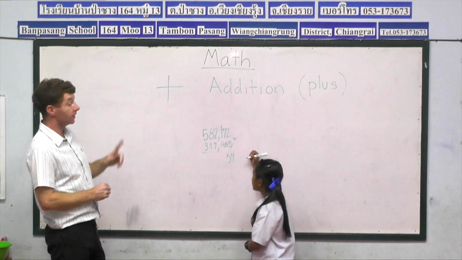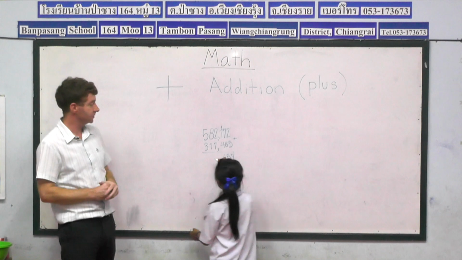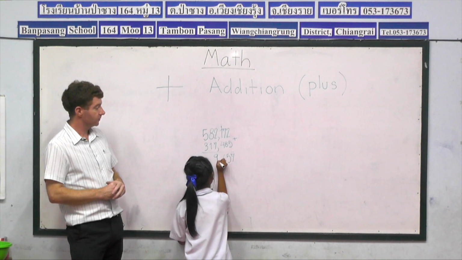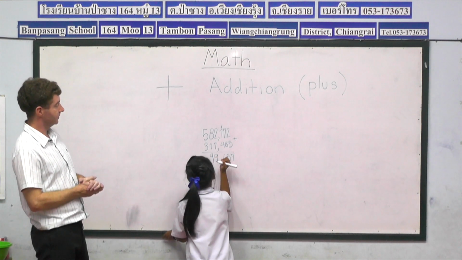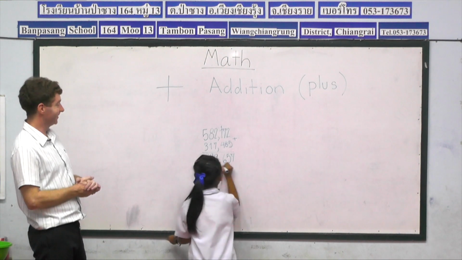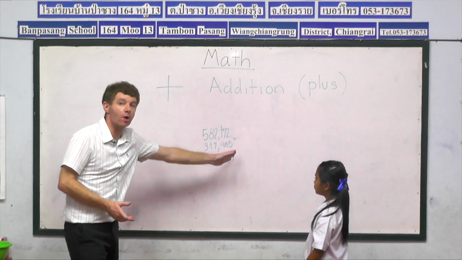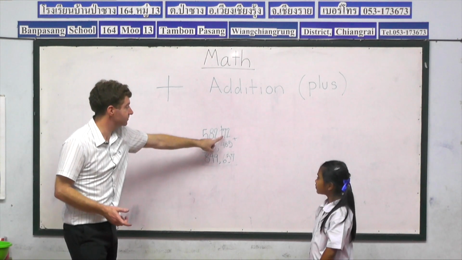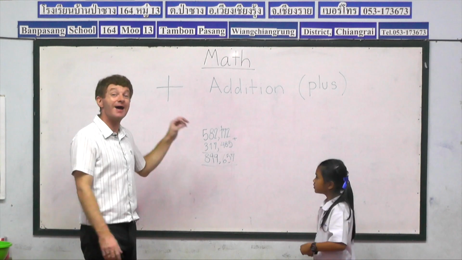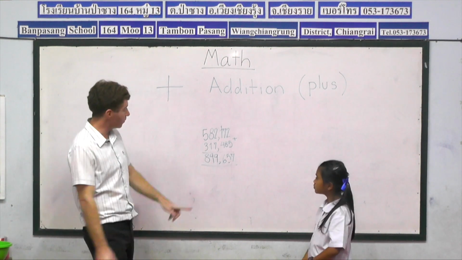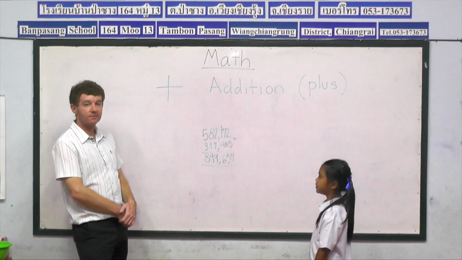Excellent. Then 1 plus 4? 5. Plus the 1 we carry over? 6. Comma. 2 plus 7? 9. 5 plus 3 equals 8. Excellent. So you can see, by going from the lowest numbers, the ones, all the way through, tens, hundreds, thousands, 10,000s, 100,000s, Pak Boon has correctly worked out our calculation. And what's our answer, Pak Boon? 899,657. Correct.